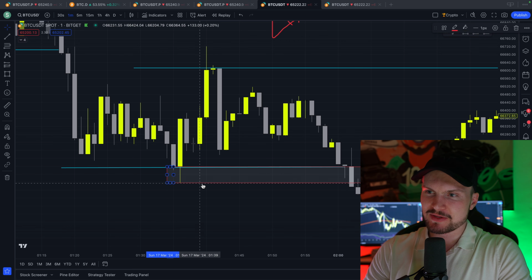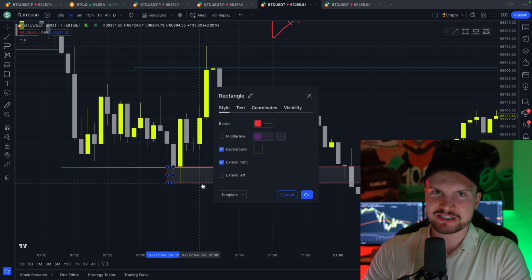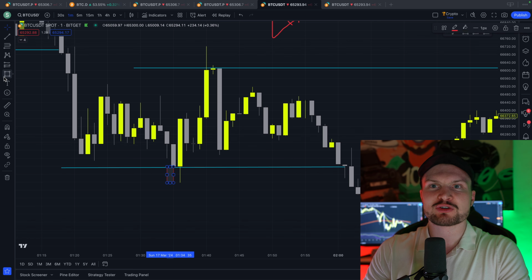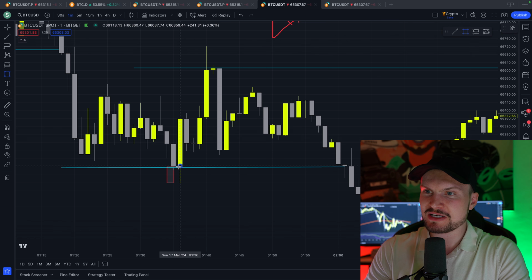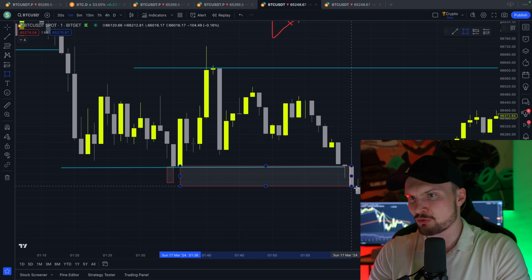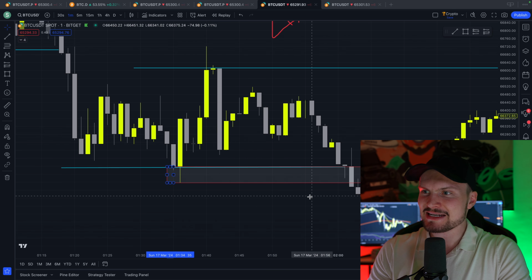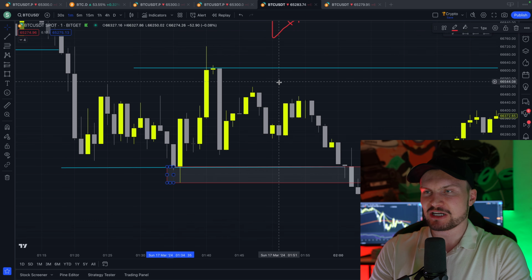One little trick, you can click on this with a double click, and then you can turn this setting on. If this setting is off, then what you have to do is you have to click on this and draw it from here to here and move it to the right. However, if you double click on this, you can turn this on and it will automatically extend it. So let me show you.